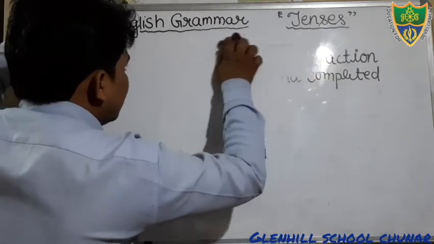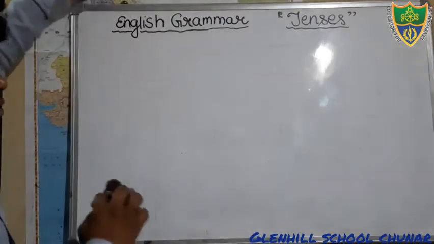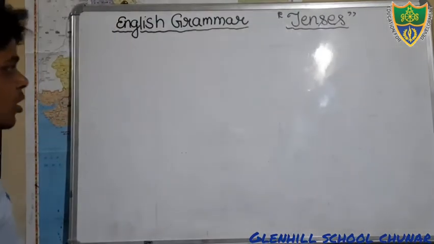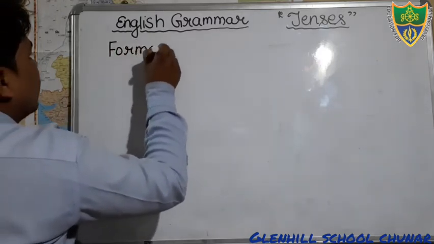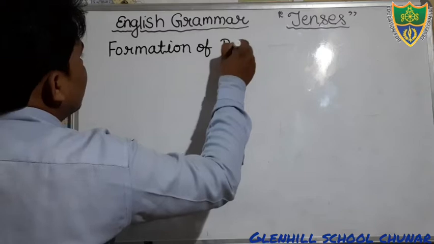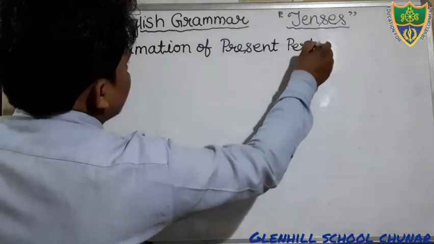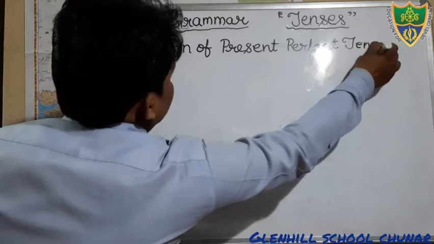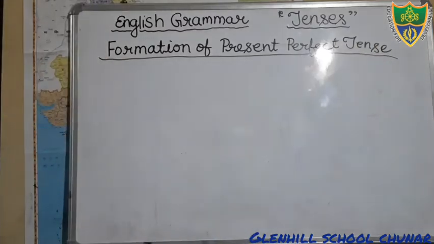Dear students, in each tense we form three types of sentences. You all know: affirmative sentence, negative sentence, and interrogative sentence. You see here. Now put the heading: formation of present perfect tense.